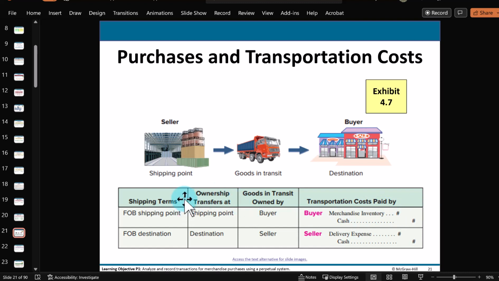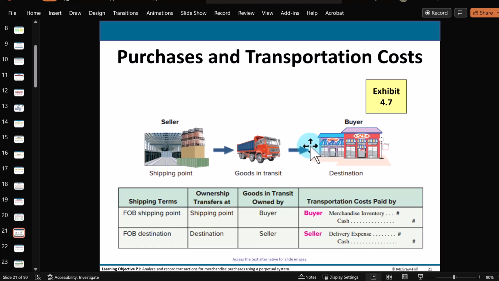Now, if the terms of the shipping is FOB destination, that means the seller is responsible for all of this transit costs and taking the risk of any liability if something happens here, and then drops it off at the destination, where now the buyer takes legal title to the merchandise.